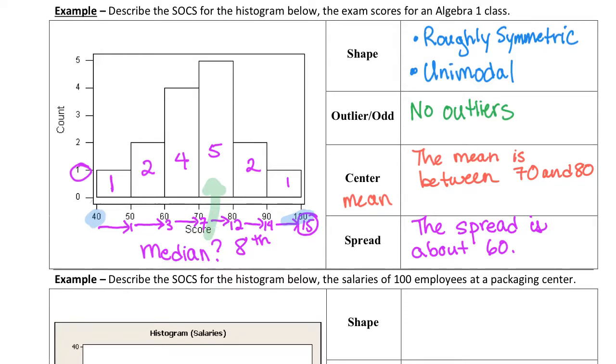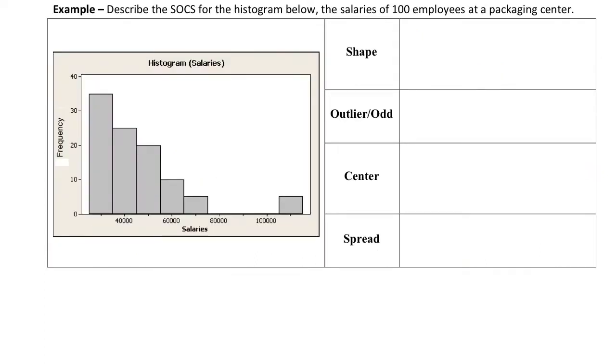In the upper one, it's somewhere between 90 and 100. In the lower one, it's somewhere between 40 and 50. We just don't know. So make sure you're kind of vague. In this last example, I'm going to give you the opportunity to go ahead and try it on your own, and then I'll fill in the values quite quickly.